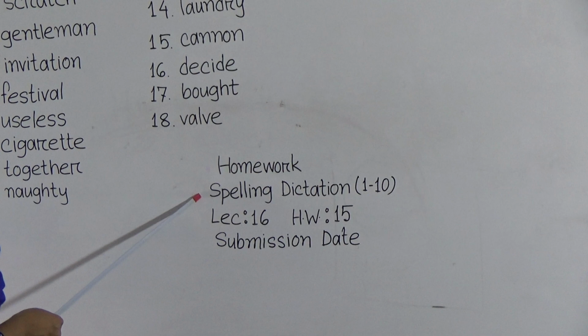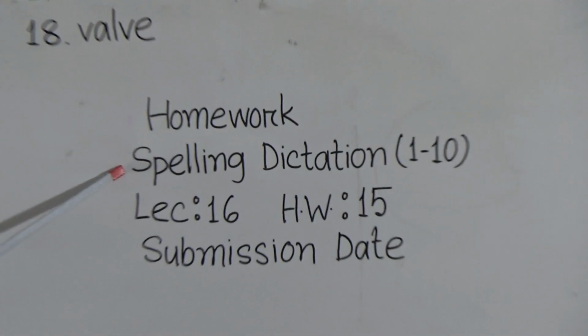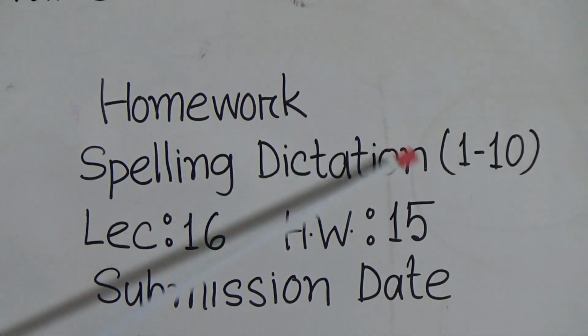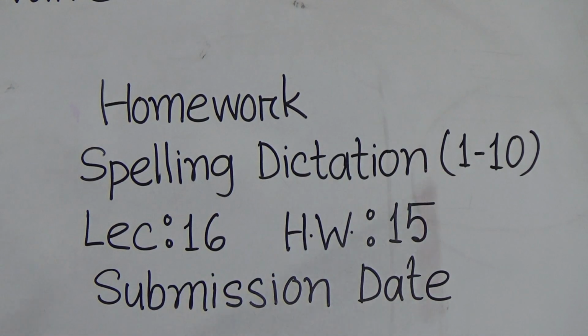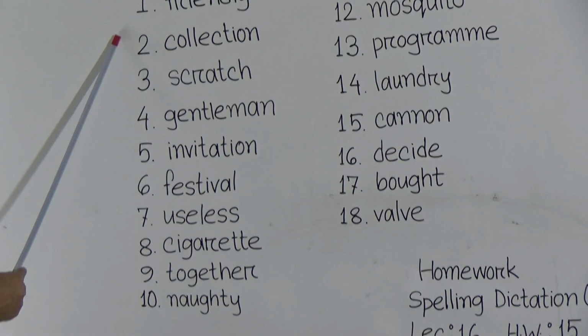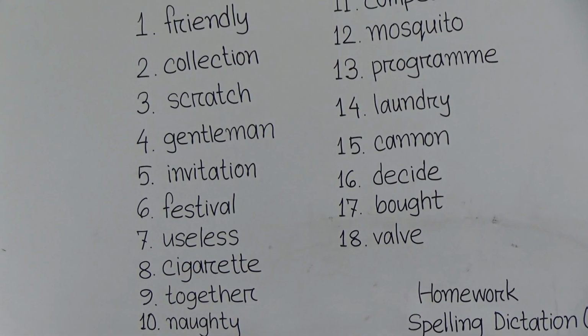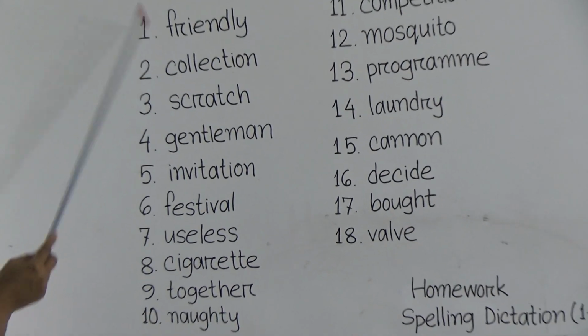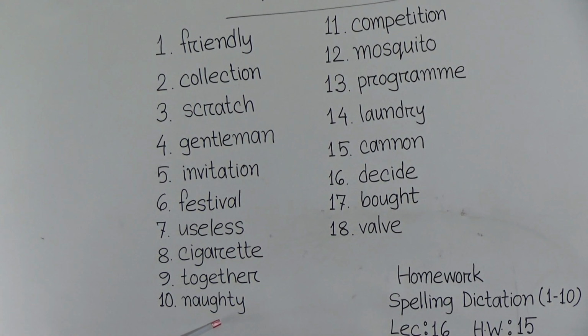Okay, now I'm providing your homework. Your homework will be spelling dictation from 1 to 10. I'm repeating, your homework will be spelling dictation from 1 to 10. That means from friendly to naughty.